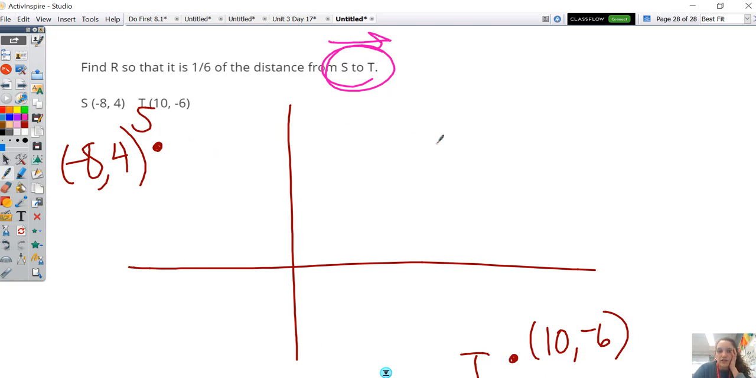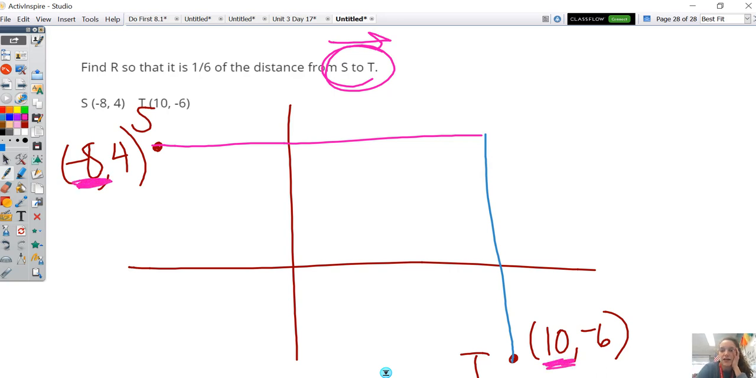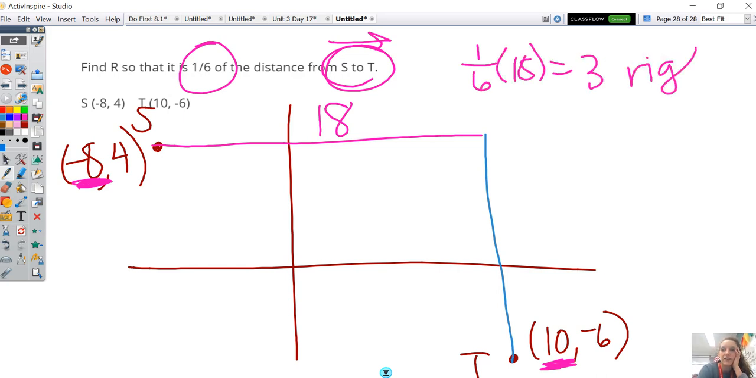From S to T, we're going to the right and down. From T to S, we're going to the left and up. So from S to T, I'm going to go to the right a certain distance, and then go down a certain distance. So we're starting at negative 8, and we're going from negative 8 to positive 10. So that's a total of 18 units to the right. Well, I only want to go a sixth of it. A sixth of 18 is 3. So we're going to go 3 units to the right, which means we're going to add 3 to the x coordinate of S. So we're going 1, 2, 3 spaces to the right, which is going to put us at negative 5.